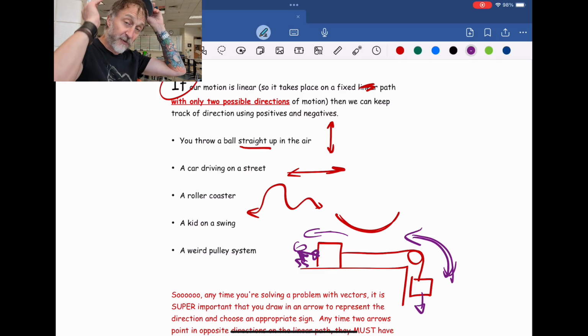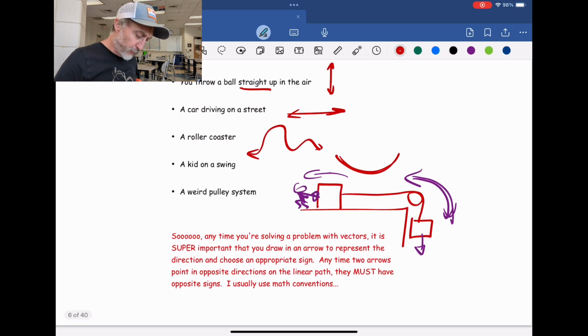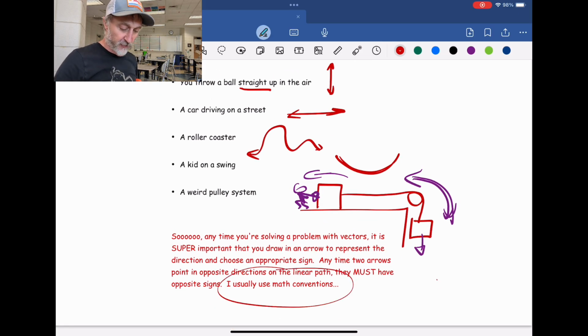All right, so when this happens, if there are only 2 possible directions that your object can go, then we keep track of the direction with positives and negatives. We pick one of those 2 directions to be positive, and the other one is negative. I will usually use math conventions, right? Think about graphing in a math class. Positive x-axis, negative x-axis. Positive y-axis, negative y-axis.